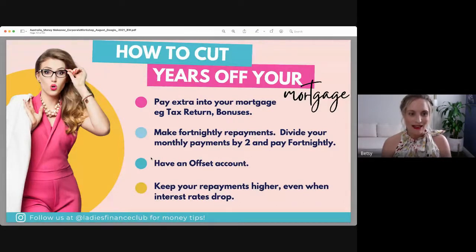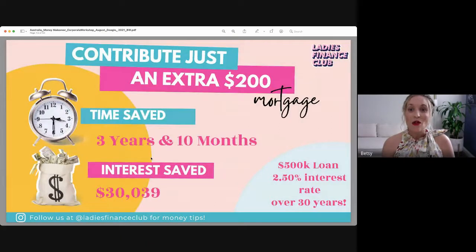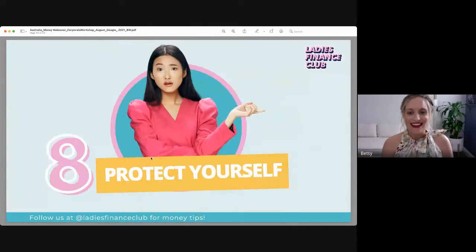My husband and I have been doing that lately. We try and do 1.5 times our contracted repayment to really pay that loan off quicker. And there's some great calculators that will show you how many years and how much interest you save by doing that. So let's use an example of just paying off an extra $50 a week. If you had a $500,000 loan and it had a 2.5% interest rate, by just adding that extra $50 a week, $200 a month, you would save $30,039 in interest. You'd also have your loan paid off almost 4 years quicker. Pretty cool.